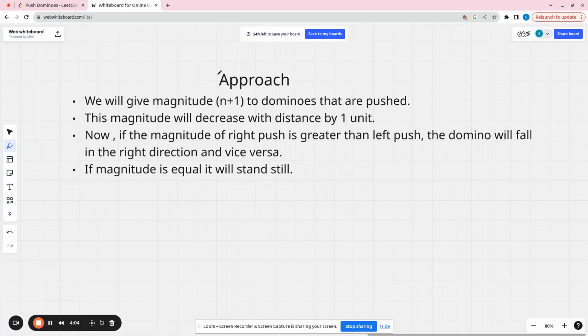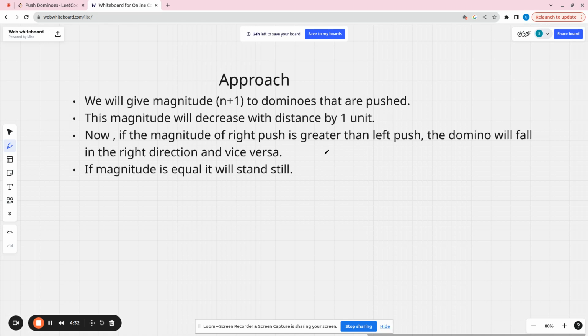Now we'll see the approach. Initially we'll give a magnitude of force n plus 1 to the dominoes that are pushed initially. Now this magnitude will decrease by 1 unit with distance. We are doing this because the force of nearer dominoes should dominate. Here also the magnitude of nearer dominoes will be greater than the magnitude of the farther dominoes. So this will act in the same way.